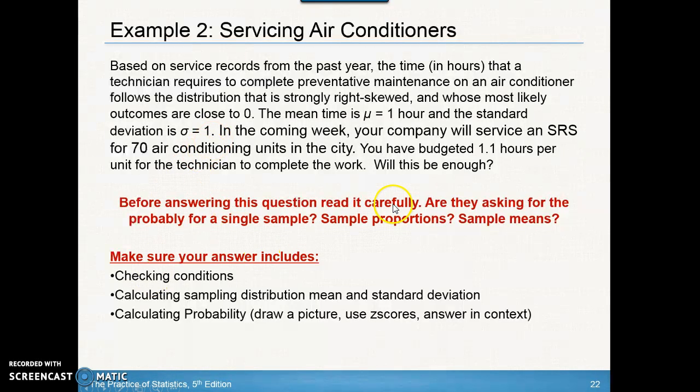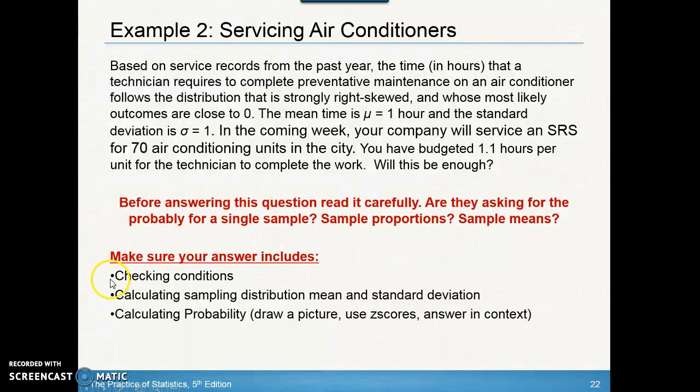Okay, so just make sure you've read it carefully. Are they asking for the probability of a single sample, sample proportions, or sample means? Hopefully you read this and you said, okay, wait a second. When I said the mean is an hour and standard deviation is 1, that's the whole population. That's individual values. But they're taking a simple random sample of 70 air conditioner units in the city. Okay, since I'm taking 70 and finding the mean, that's going to be a sample mean, okay? And it's averages, not sample proportions, okay?